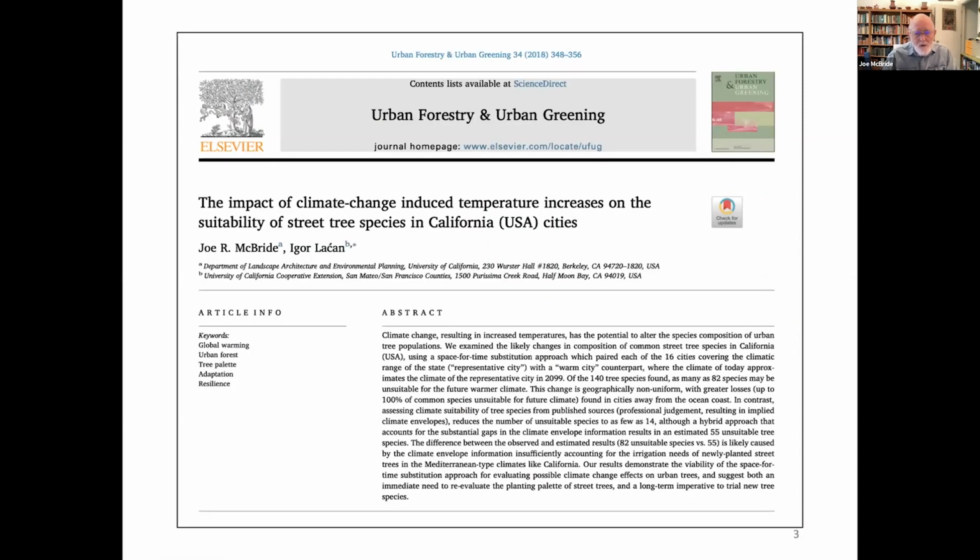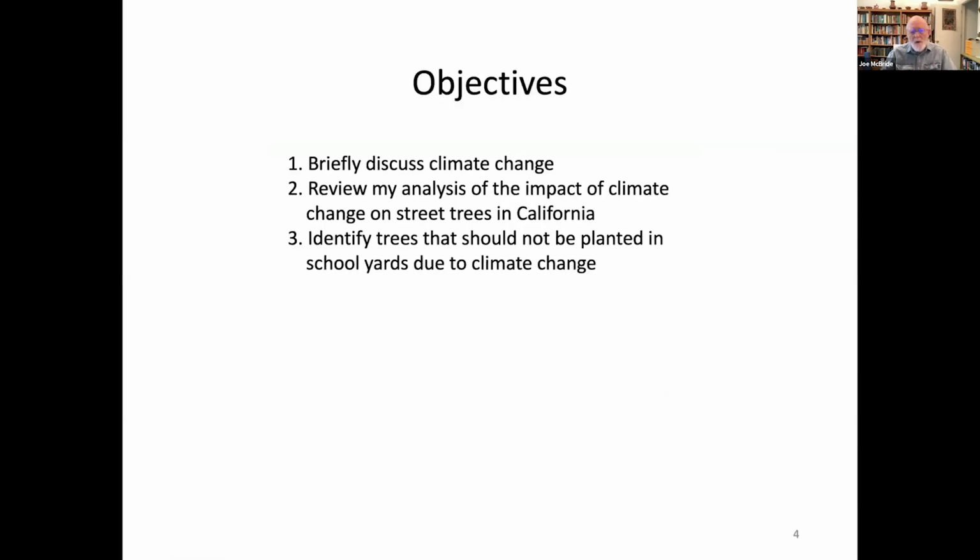In 2018, Igor Lacan and I published a paper looking at the impact of future climate change on tree species in California cities, primarily focusing on street trees. And what I'd like to do this morning is to briefly review what we know about climate change, and then talk about the analysis of climate change that I did along with Igor Lacan with regard to the future suitability of trees in different California cities.